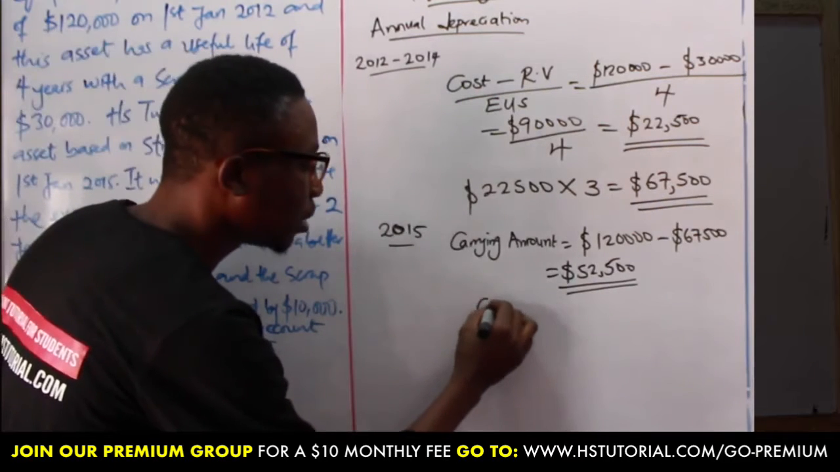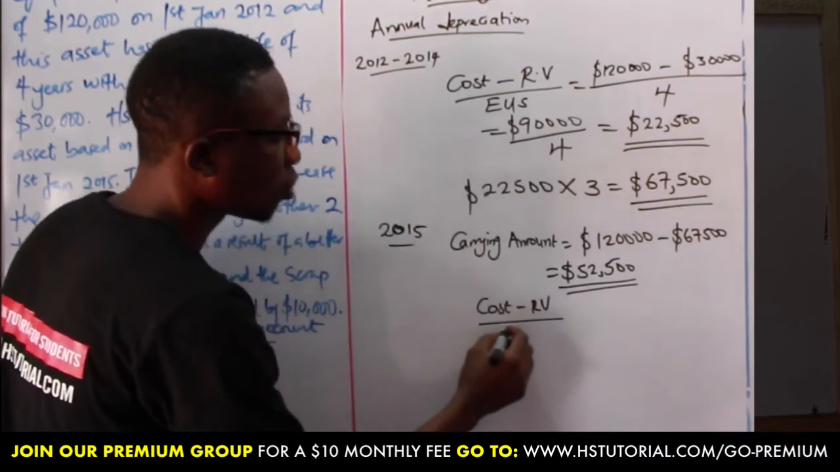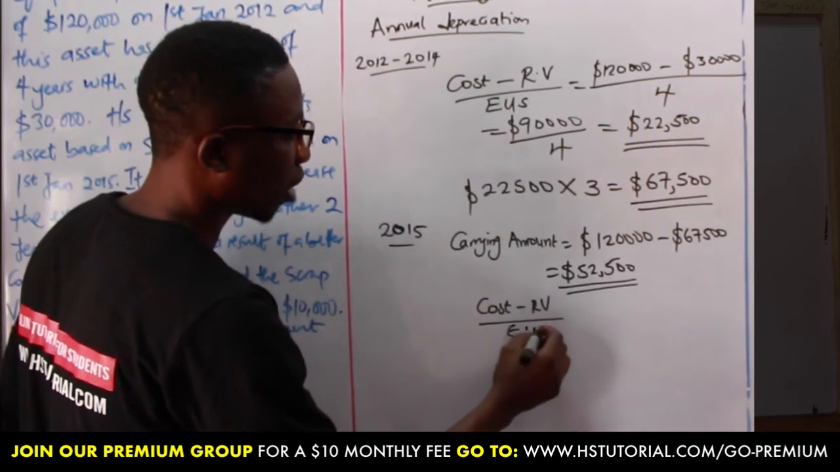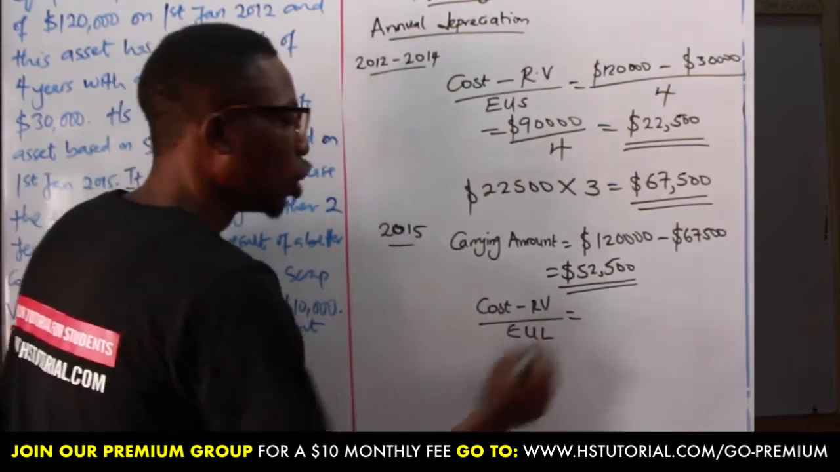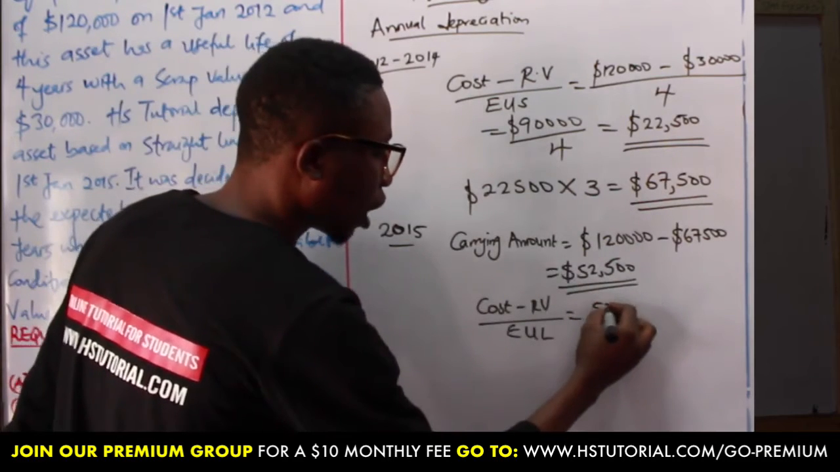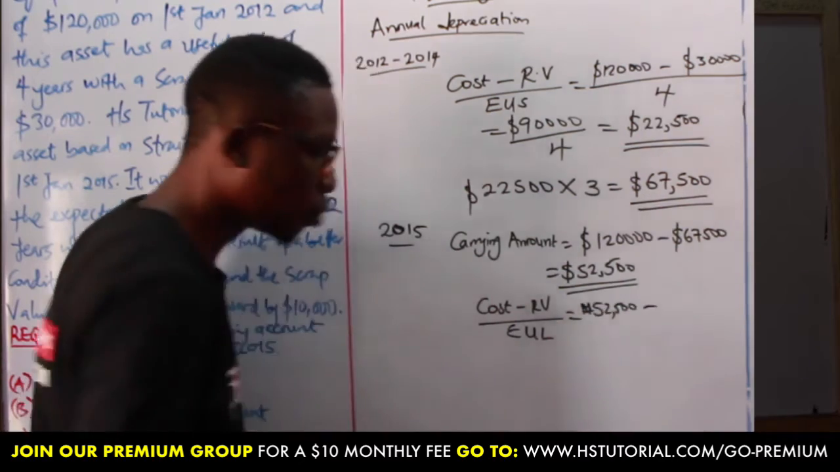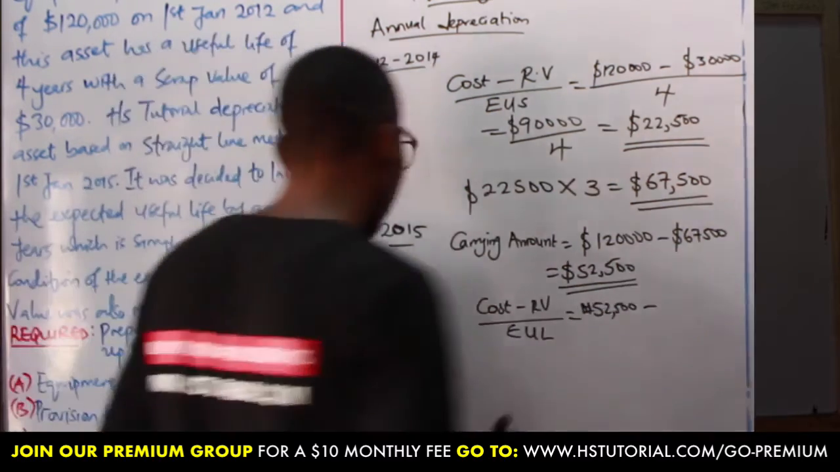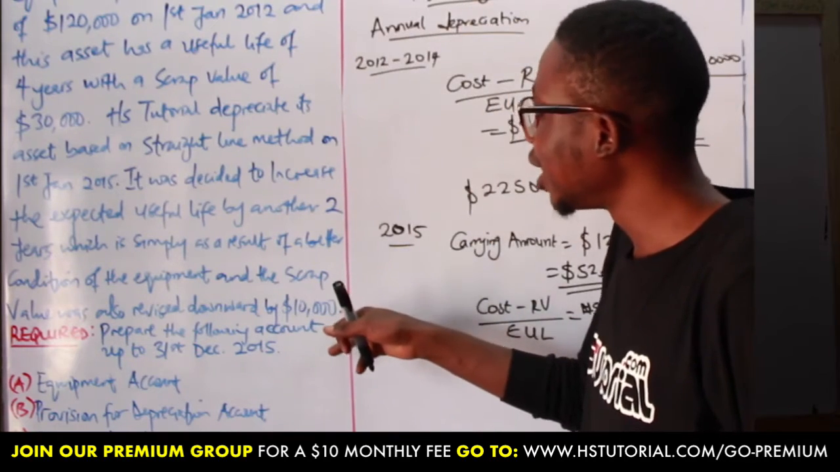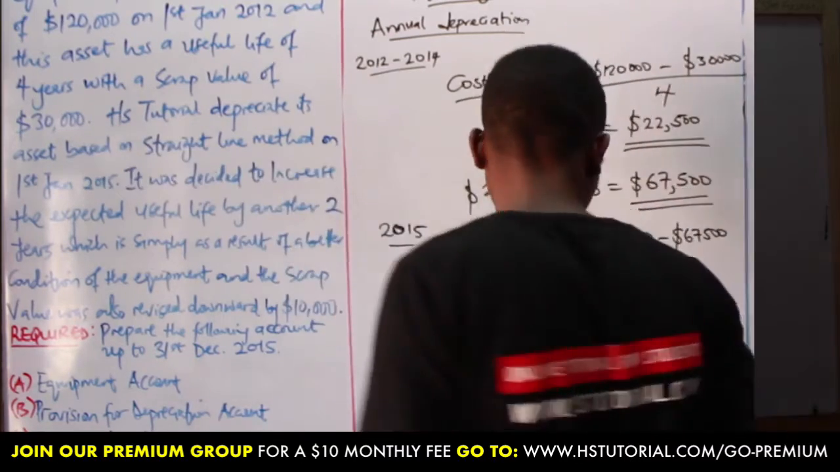You first of all apply the normal formula of the straight line method to it, which is the cost minus the residual value all over the estimated useful life. So what's the cost? The cost is 52,500 naira, minus the residual value. What is the new residual value? The new residual value will have to be 20,000 naira, since they said they revised this 30,000 naira downward by 10,000.